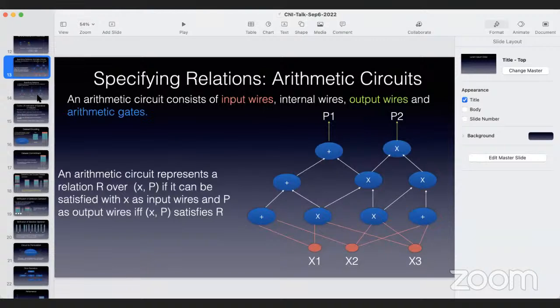So there is no obfuscation here, because you are trying to prove exactly that a certain computation happened, and this is the output.